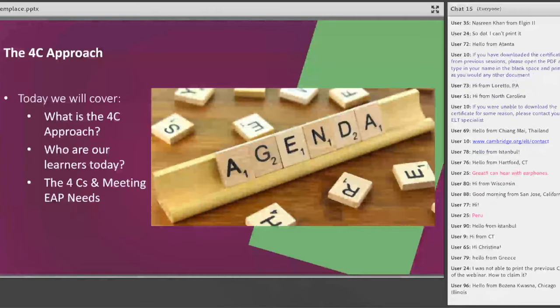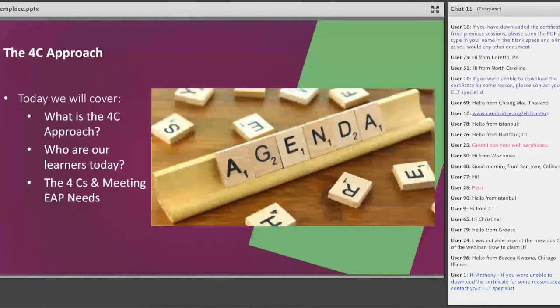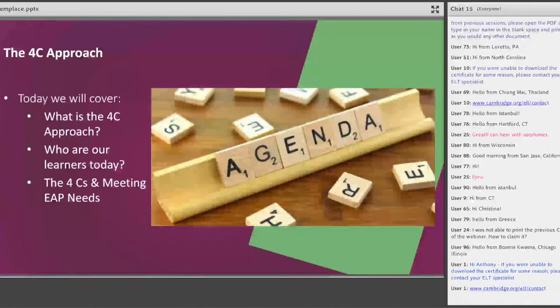And so that's going to be my second point. I'll talk to you a bit about who our learners are and why the 4C approach is so important for these learners. And lastly, I'll focus on each one of the 4Cs and how we can meet those in an EAP classroom. So I alluded to it already, but who are our learners today?